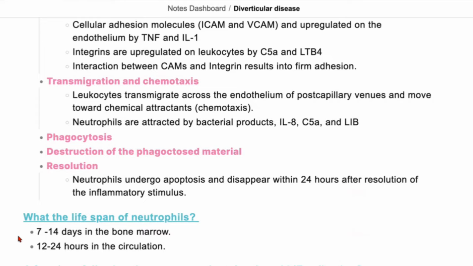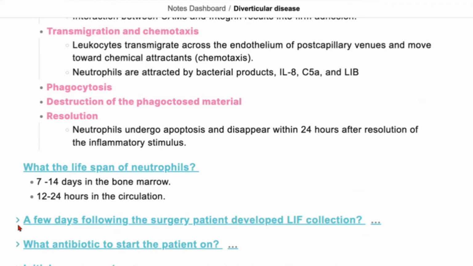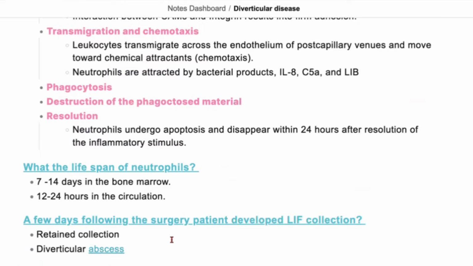Yes. So given the fact that the patient has had a Hartmann procedure, I would be concerned with, or my differential diagnosis would be an intra-abdominal collection, such as an abscess. I'd be worried about a hematoma. I'd be worried about an anastomotic leak, and also I'd be worried about a ruptured diverticulum. So retained collection, diverticular abscess. I think I actually need to add anastomotic leakage here. Anastomotic leakage, I think, is very important to mention here.